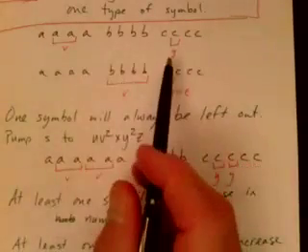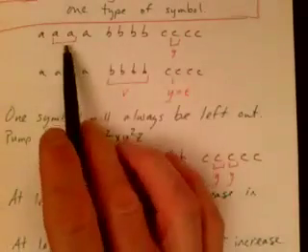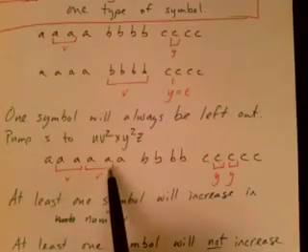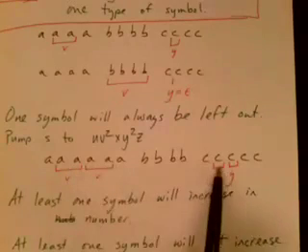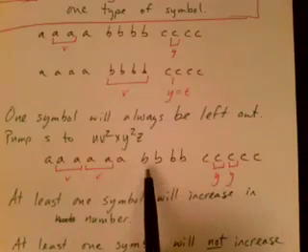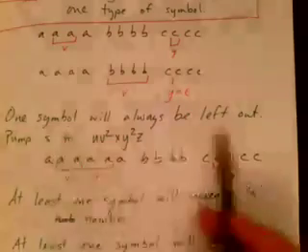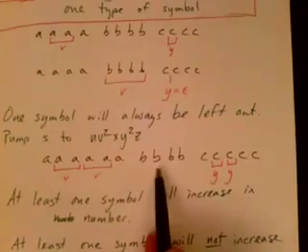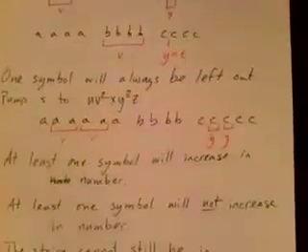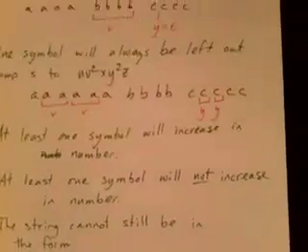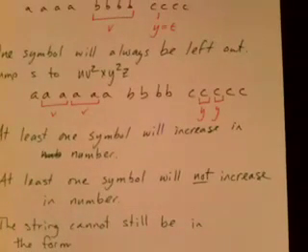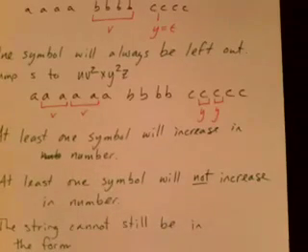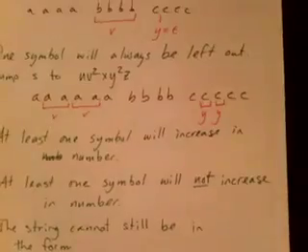So at least one symbol is going to increase in number, because V and Y both can't be empty; there has to be at least one symbol in V or Y. In this case, the A's and the C's increased. And because one symbol is always left out of this division, one symbol will not increase in number. In this case, B does not increase. So the string cannot still be in the form A to the n, B to the n, C to the n. And so in case 1, this string cannot be a part of the language.